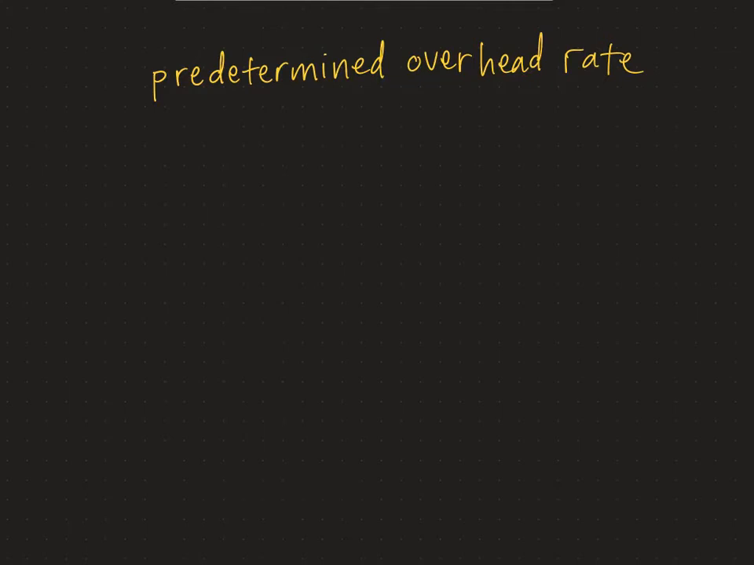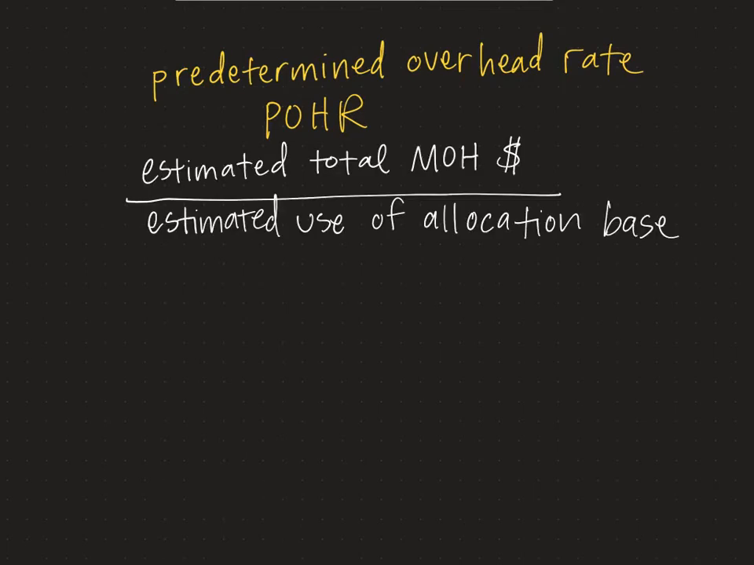The most basic way to allocate overhead under job costing is called the predetermined overhead rate. To save space, I'm going to abbreviate it as the POHR. By calculating this rate, it will allow us to do a basic calculation to assign some overhead costs to our jobs. Here's the formula to calculate the predetermined overhead rate. You take the total estimated dollar amount of overhead for the entire year, and you divide it by the estimated total use of the allocation base, also for the entire year.